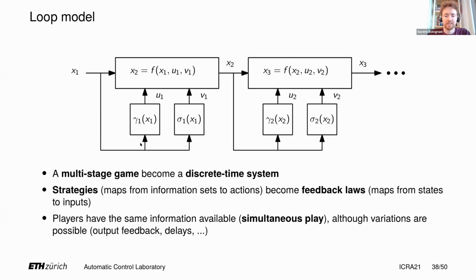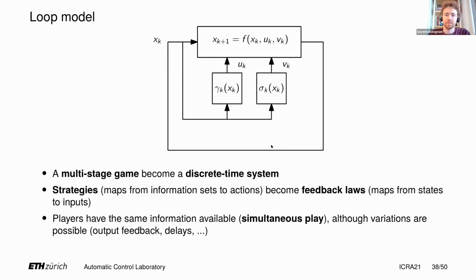And in this example, players have the same information available. You see both player 1 and player 2 implement a state feedback from x_1. But there are variations of this. You could have player 2 maybe know the state with some delay and so on. You're allowed a little bit of variation in that case. And now let's do the final step to make this control theory instead of game theory. Why represent x_1, x_2, x_3 in this way? Let's just loop it around. Okay, still, this is a game.